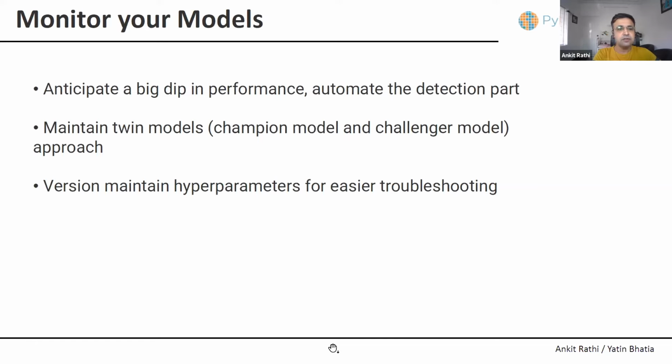Another thing that we can do is version maintain hyperparameters for easier troubleshooting, because the data is in production and it is drifting. So apart from the data version changes, we are also changing our algorithm, and especially the hyperparameters. If we version maintain them, it will become easier to troubleshoot if anything goes wrong. Next slide, please.